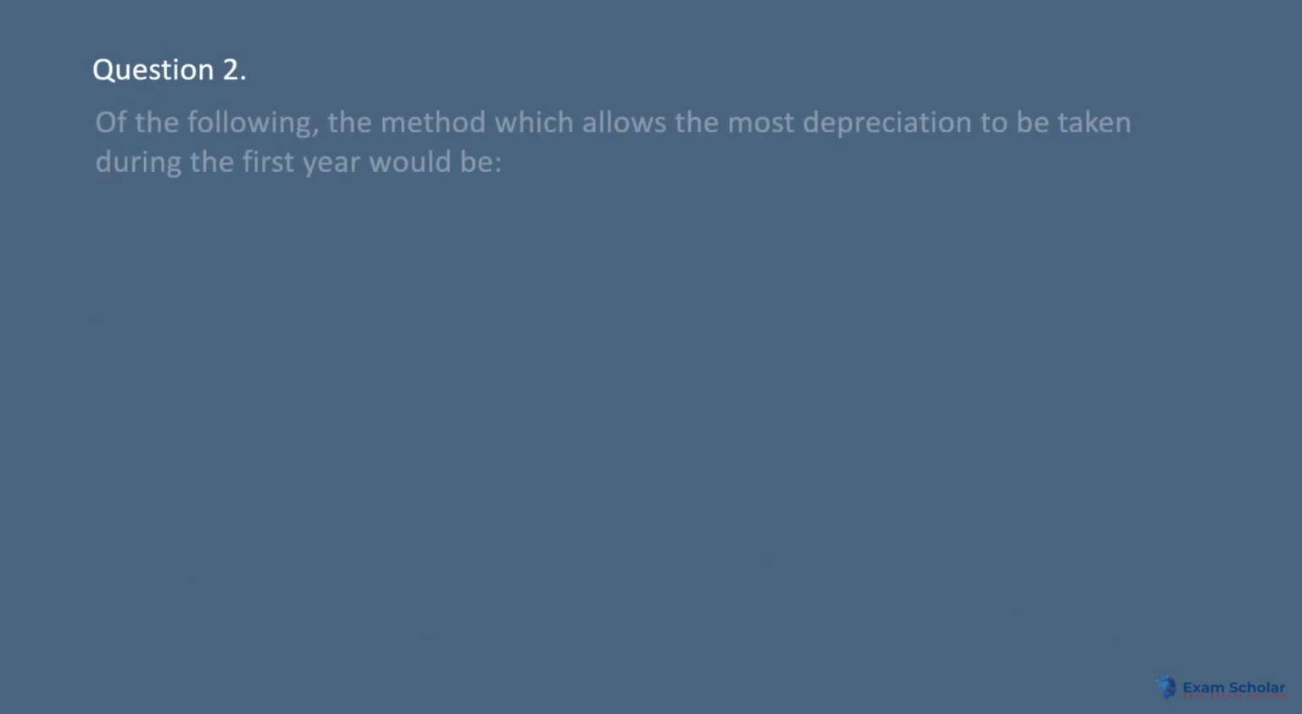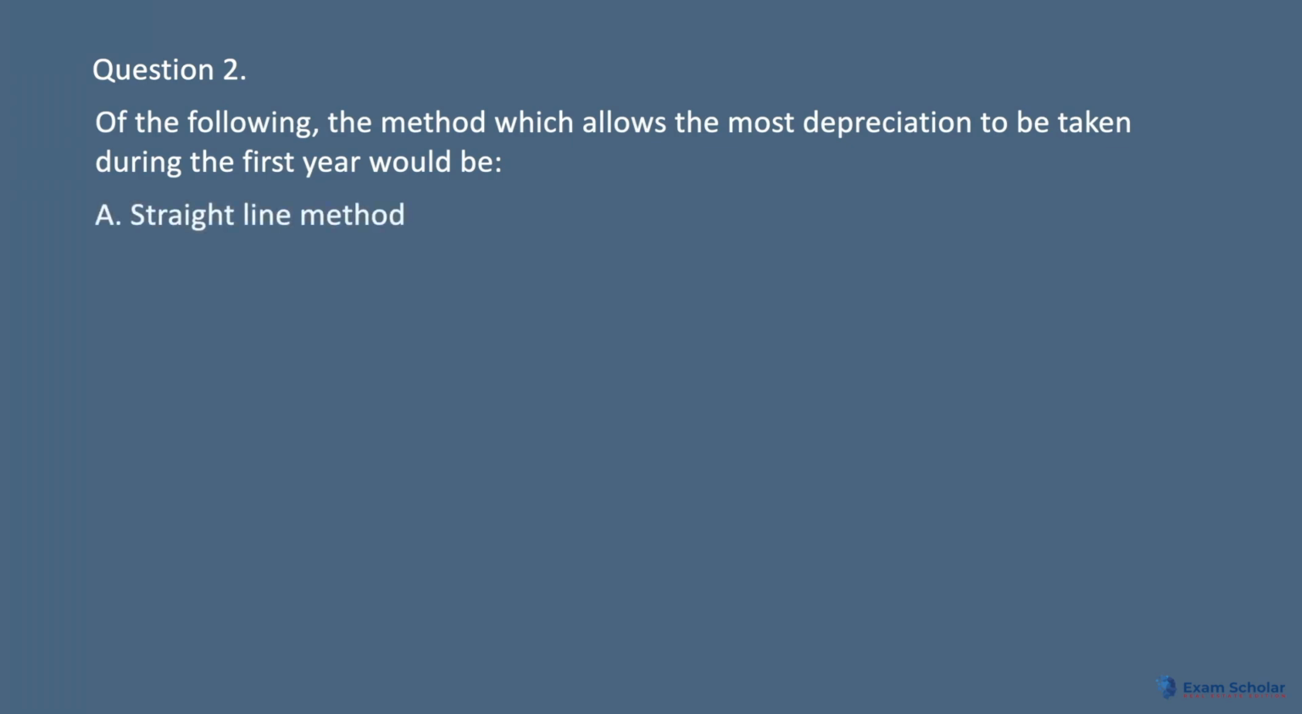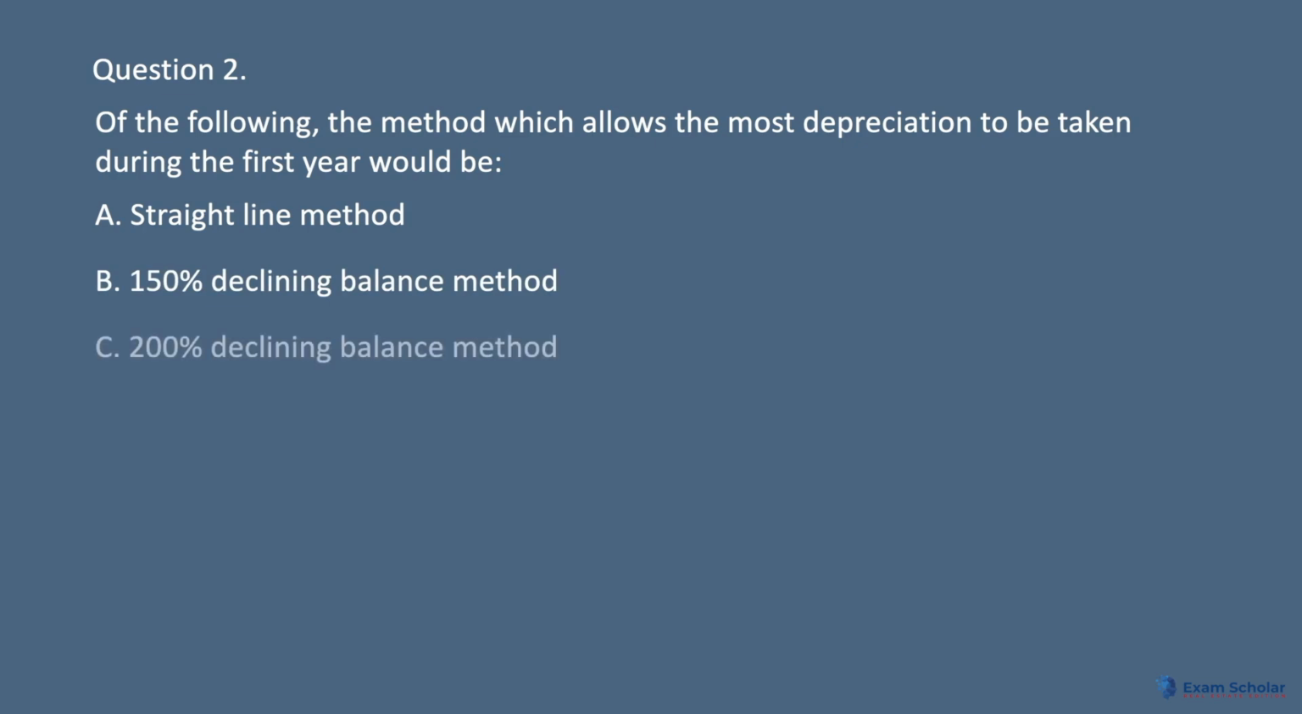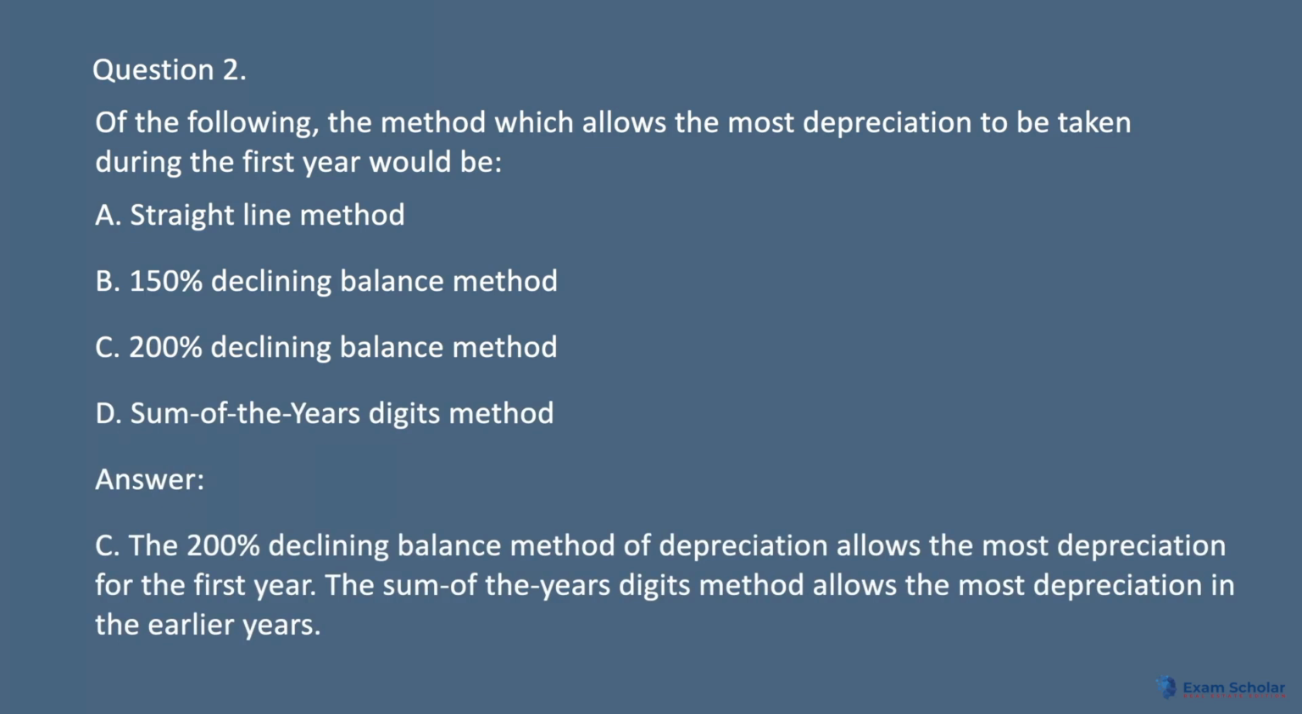Question 2. Of the following, the method which allows the most depreciation to be taken during the first year would be A. Straight line method. B. 150% declining balance method. C. 200% declining balance method. D. Sum of the year's digits method. Answer. C. The 200% declining balance method of depreciation allows the most depreciation for the first year. The sum of the year's digits method allows the most depreciation in the earlier years.